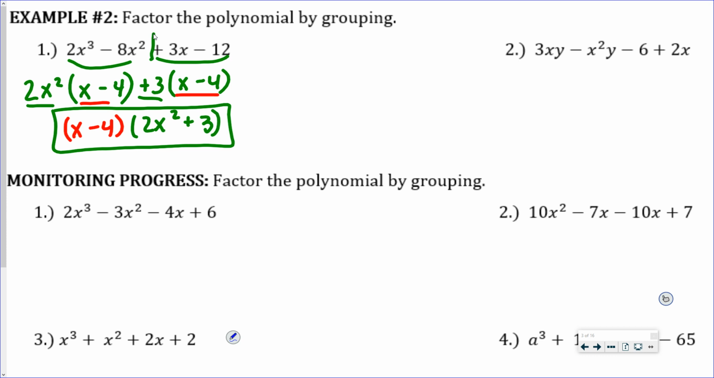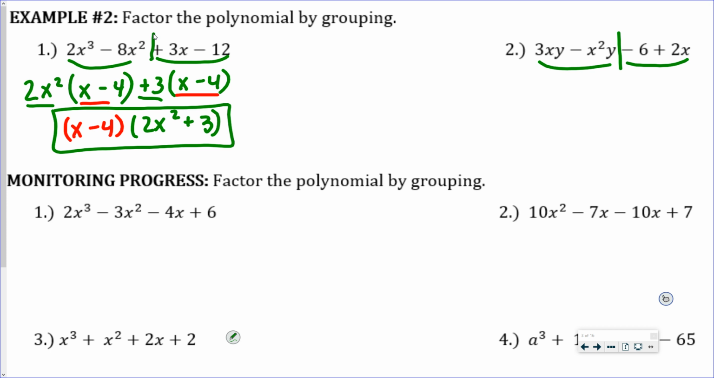All right, let's try another one. Number 2, anything common I can factor out right away? That's always my first step. No. Okay, some x's, some y's here. How many terms do I have? 4. So split it in half. Factor by grouping. Oh, got x's and y's here. Have no fear.